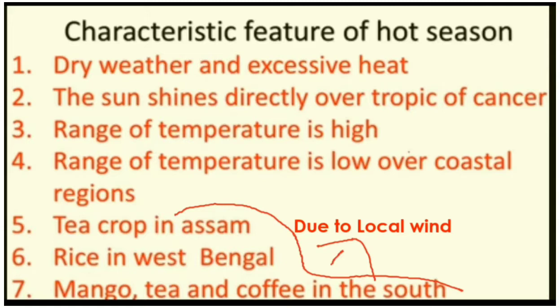Range of temperature is low over coastal region. Why? Because it is under the influence of sea or water body. During this time, local winds blow which help in the growth of different crops like tea in Assam, rice in West Bengal, mango, tea and coffee in South India.